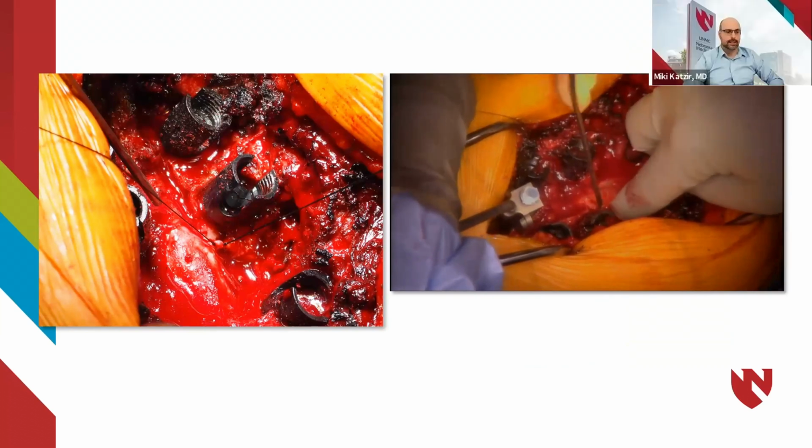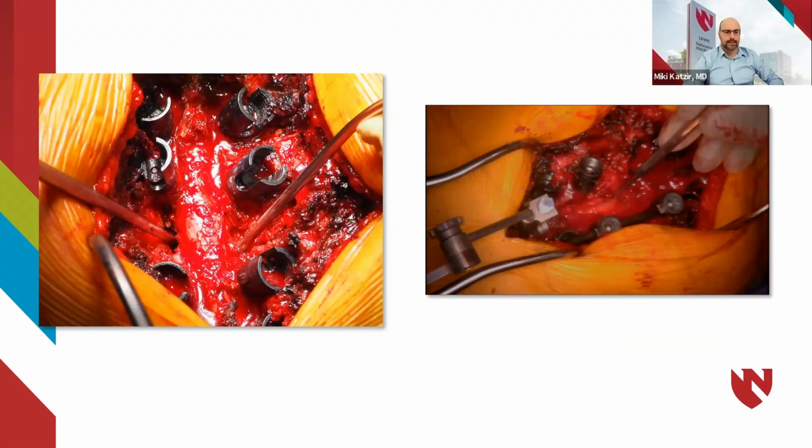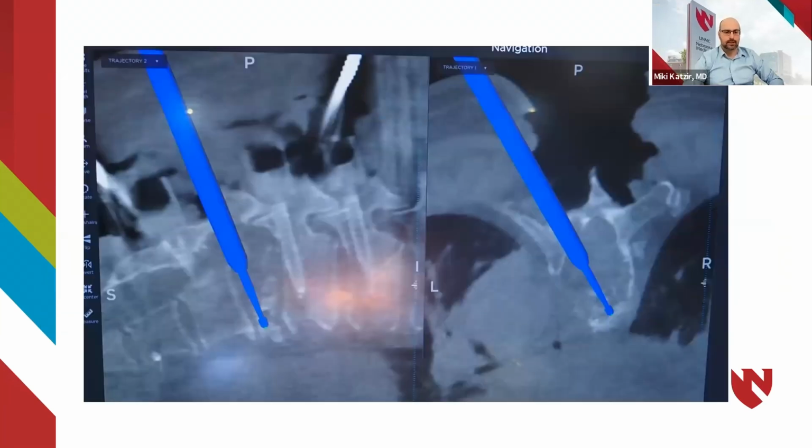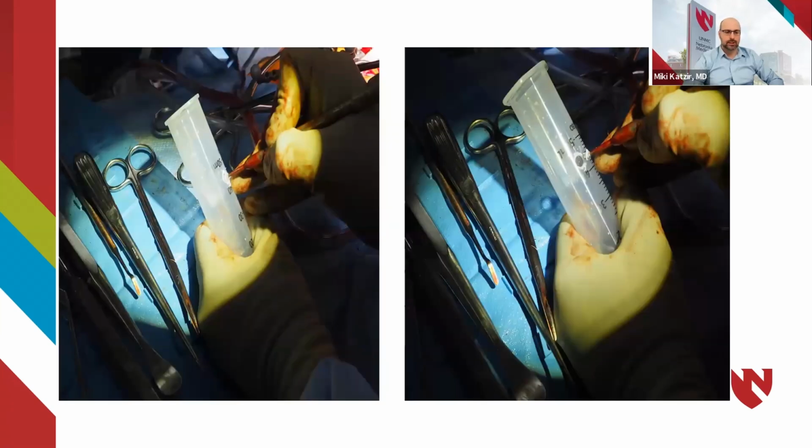And this is ligating the nerve root and going in with curettes and with a drill to perform the corpectomy. Transpedicular corpectomy can go very far. Resecting the PLL is very important to have a good separation.